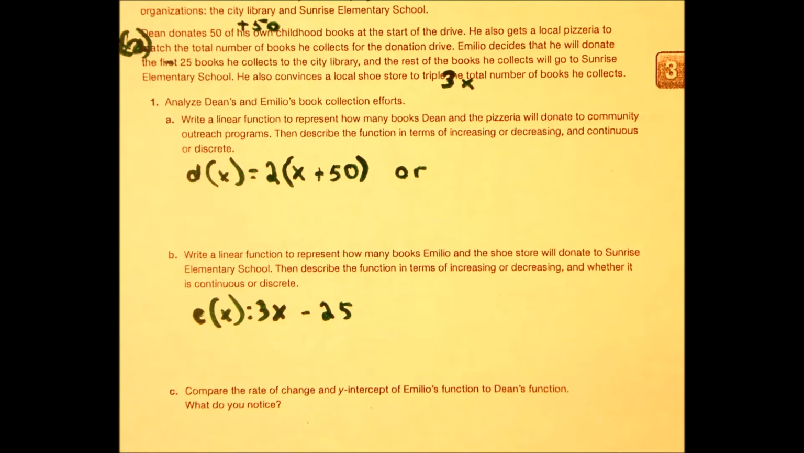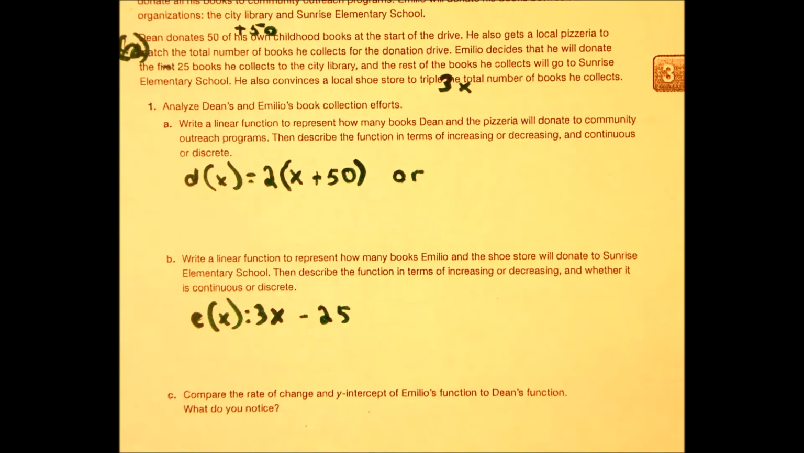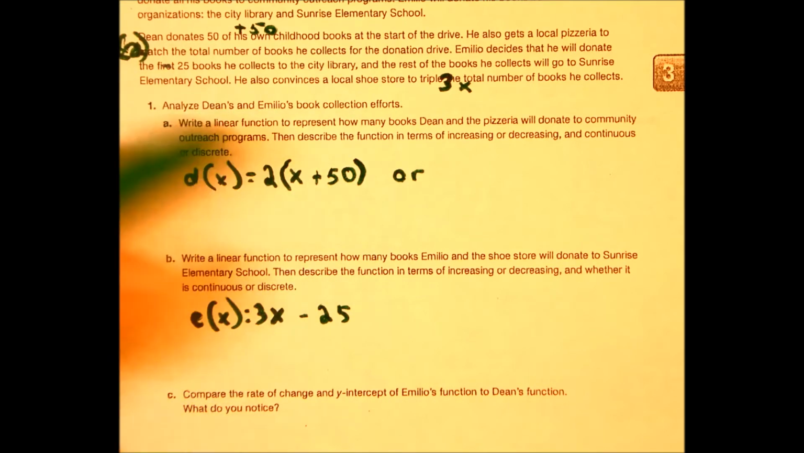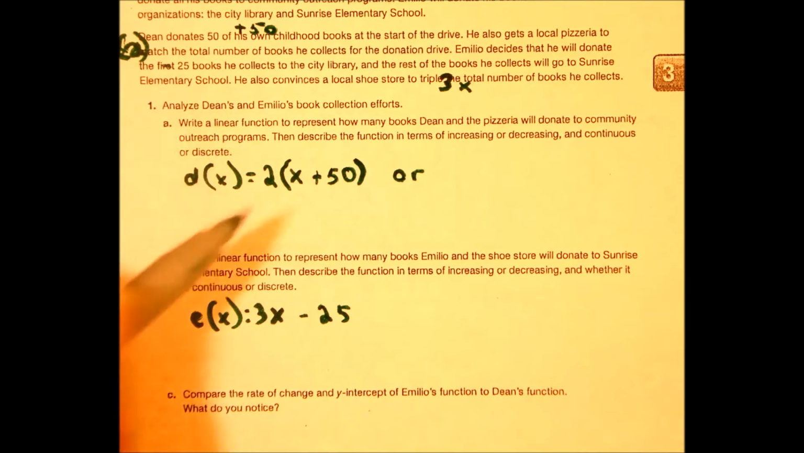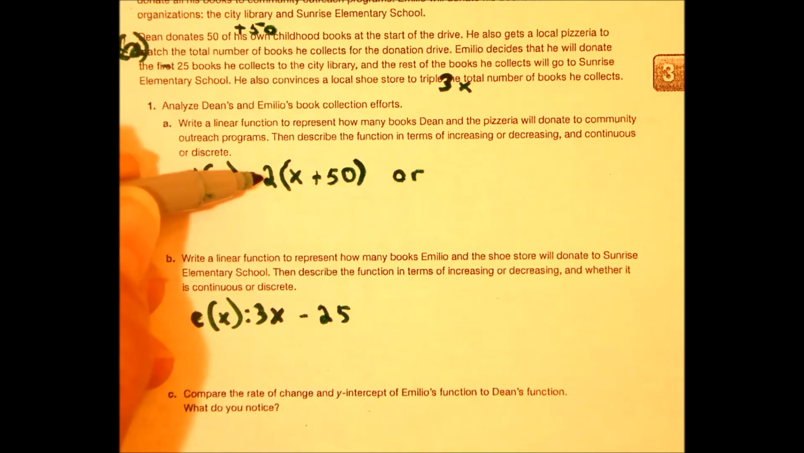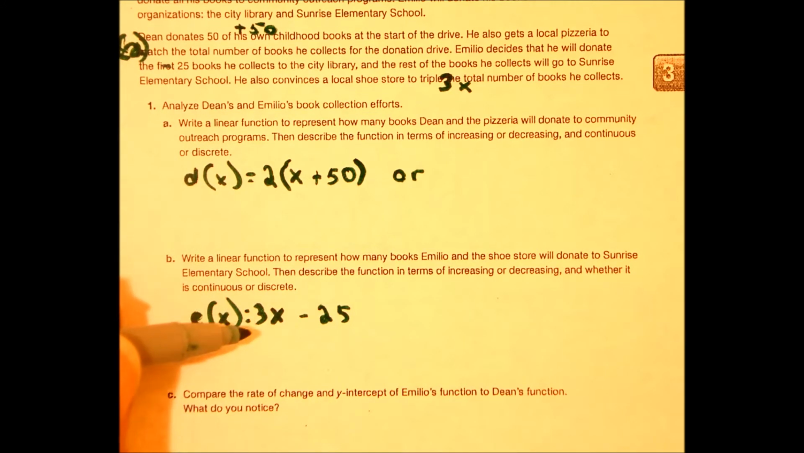All right, so then we write the sentences. So the function, is it increasing or decreasing? And you should tell me for both of these that they would be what? Increasing. Why are they increasing? Because we look at the slope. And where's the slope or rate of change? Correct, it's the coefficient in front of x. Now remember, coefficient is a number in front of the variable. So in this one, it's 2. Which means it's positive. In this one, it's 3, which means it's positive.